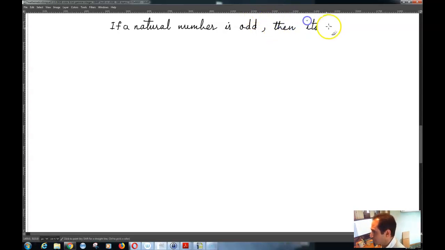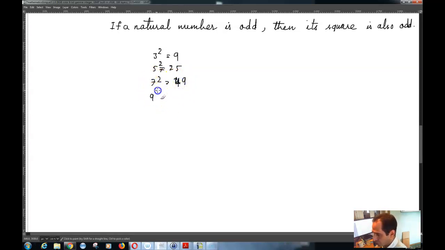Then its square is also odd. Now I don't really know if that's true or not. So for example, 3 squared is equal to 9. Then for example, 5 squared is equal to 25. 7 squared is equal to 49. Seems to be true. 9 squared is equal to 81. 11 squared is equal to 121, and so on and so forth. So it seems to be true.